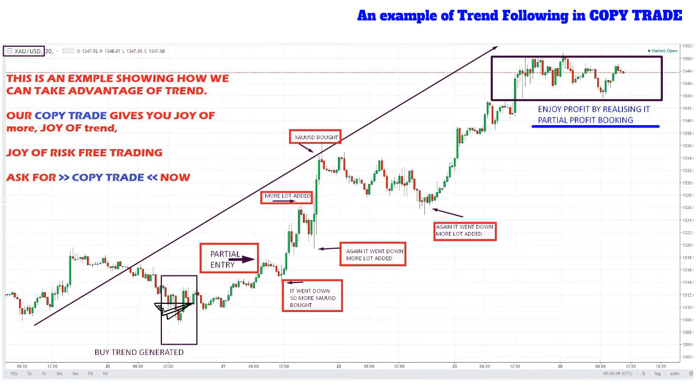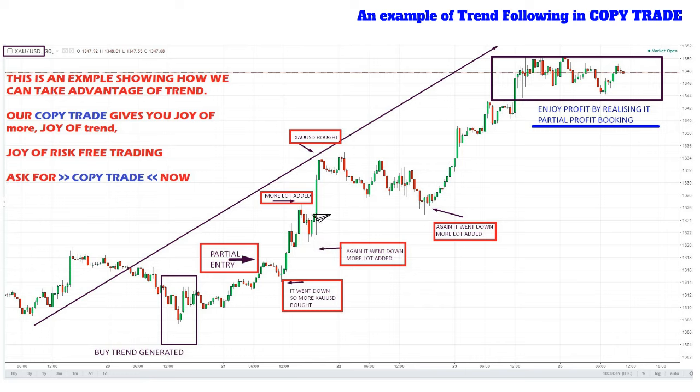So as you can see, buy signal for XAUUSD is already generated. It is generated from 1306 and it is moving high, as you can see here, 1316 near. But instead of booking profit, we will wait for the trend to go, because we are expecting it to go even higher. So it falls down to again 1314, 1312 near, and we are adding more lot size.